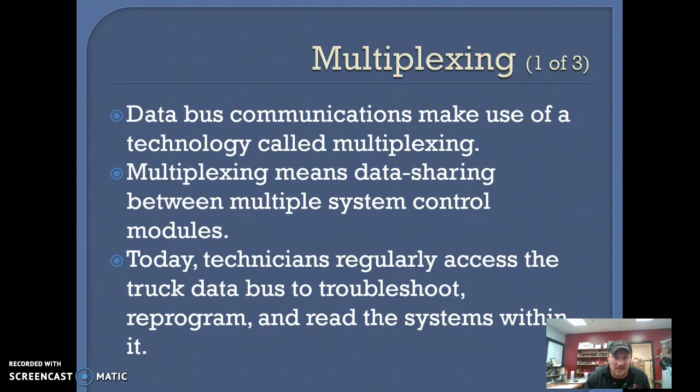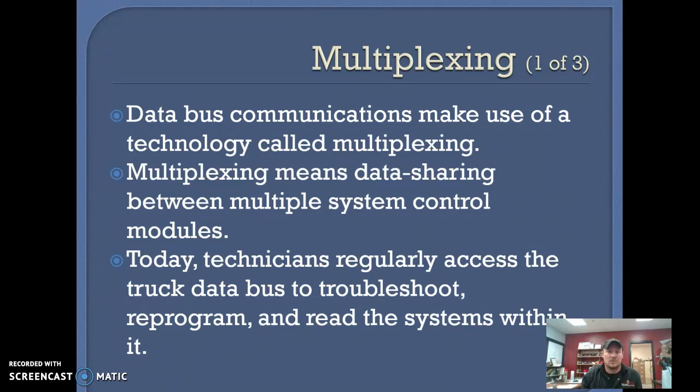So what exactly is multiplexing? We talked about numbers being shared between computers so far, but what is communications? Why is it important? So we need to share data, right? Let's take, for example, any vehicle, so a car.